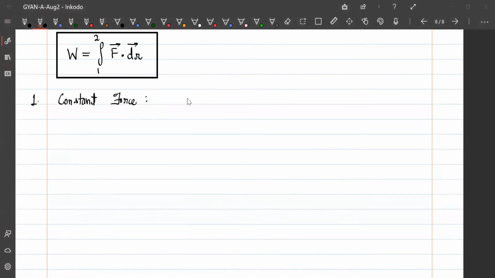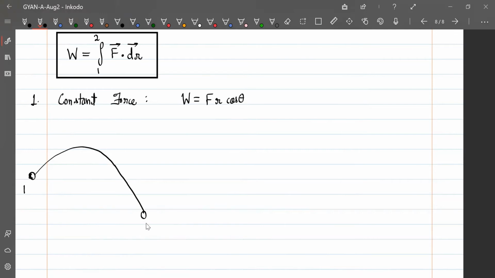So when the force is a constant, we have derived the formula to be F into, if displacement is R, then F into R into cos theta. That was the work done. And a very simple example of this is the falling body, or even we can take a projectile motion. Suppose you have thrown a particle from this point and it is undergoing projectile motion and it is reaching point 2. So at each and every instant, the gravitational force is constant, that is mg.